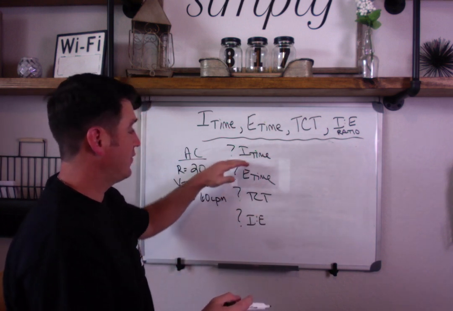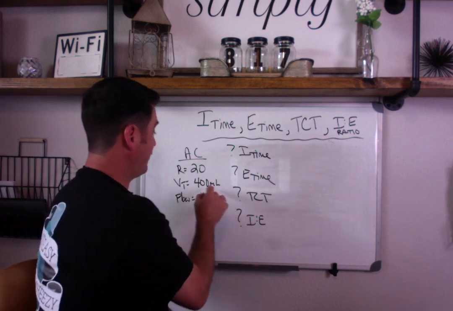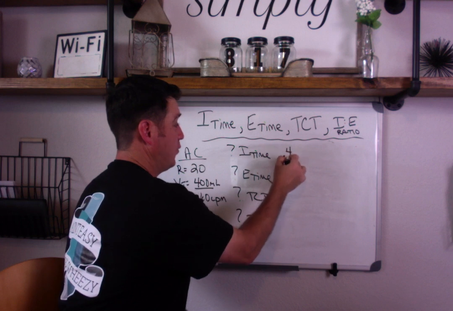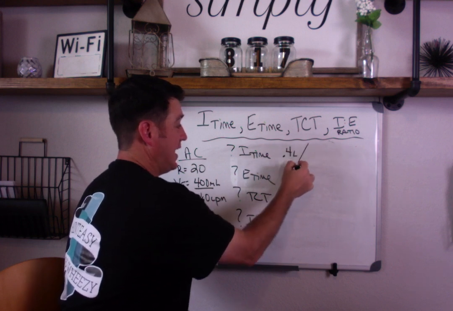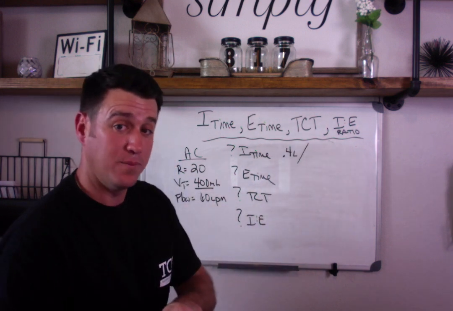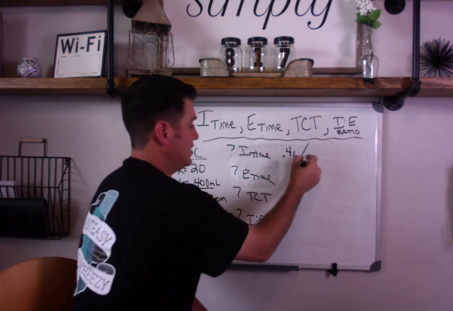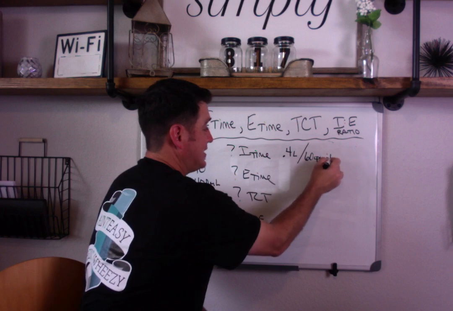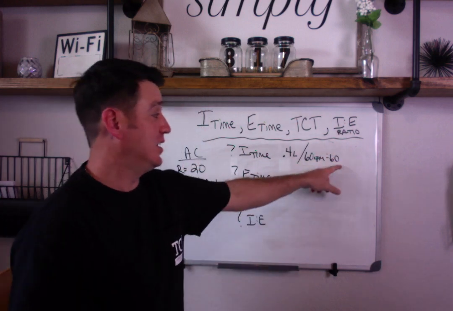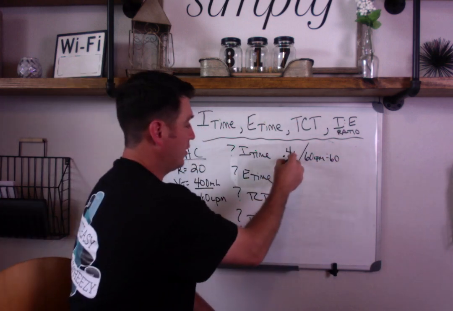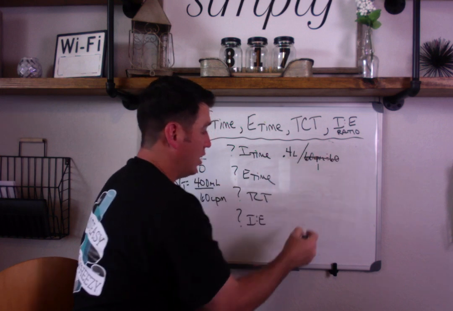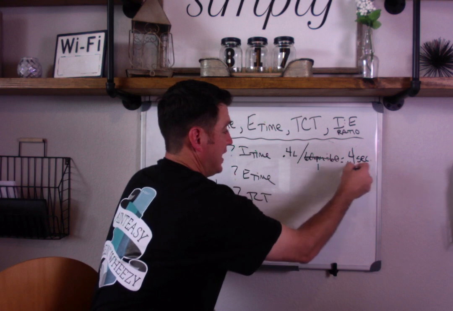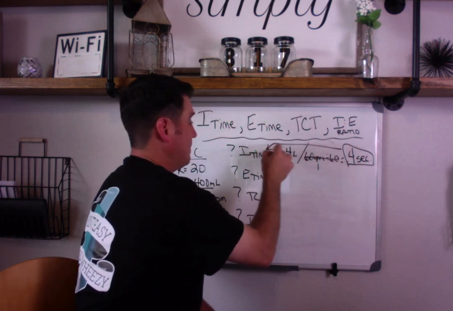So starting off with our I time, we know we have 400 mLs. We're going to turn that into liters, which is 0.4 liters. We divide that by our flow in liters per second, which is 60 liters per minute. Divide that by 60 to get it in the liters per second. So we're talking 0.4 divided by 1 equals 0.4 seconds. That's our I time. Okay?